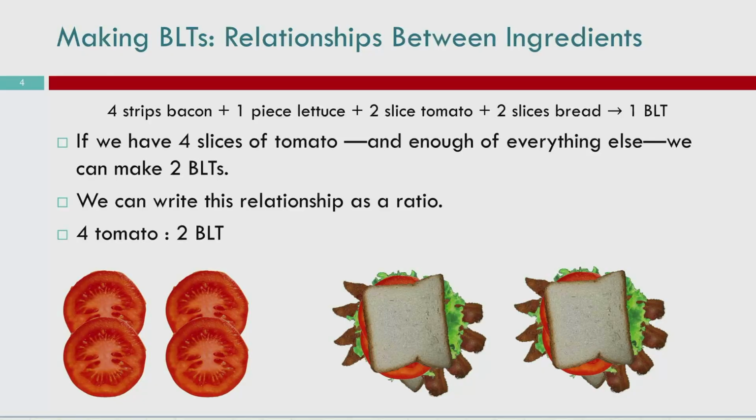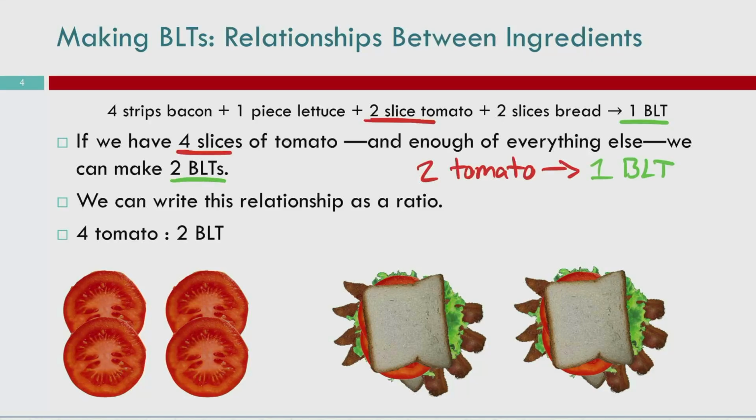And we can figure that out. We can write out this relationship as a ratio. So looking at our tomato, it takes 2 slices of tomato in this particular recipe, and that will go on to produce 1 BLT. So our relationship is 2 slices of tomato goes to 1 BLT.